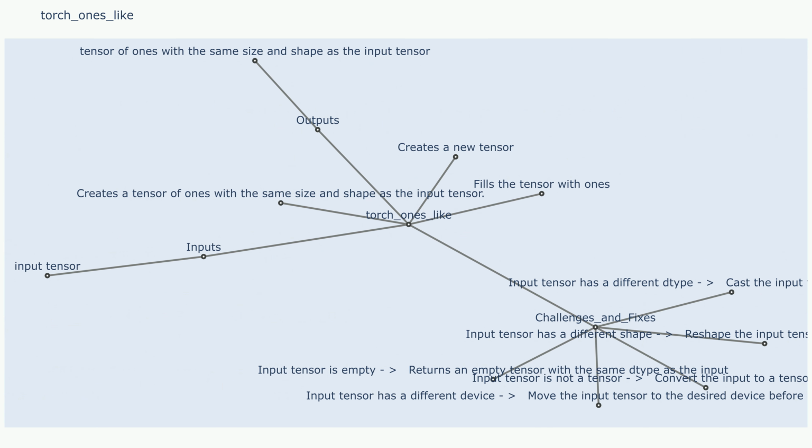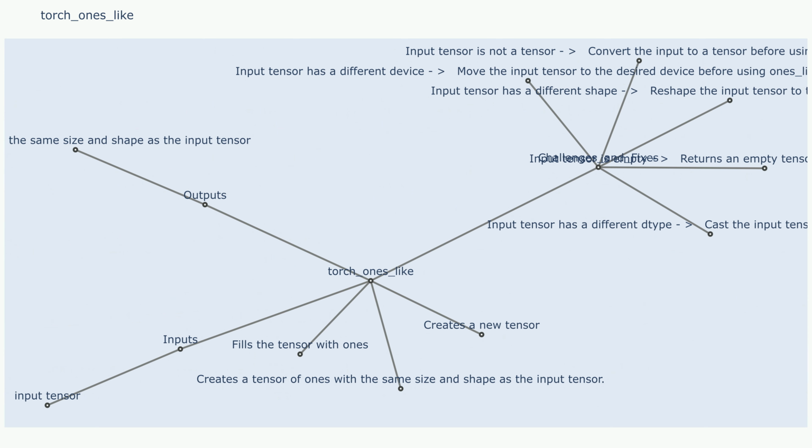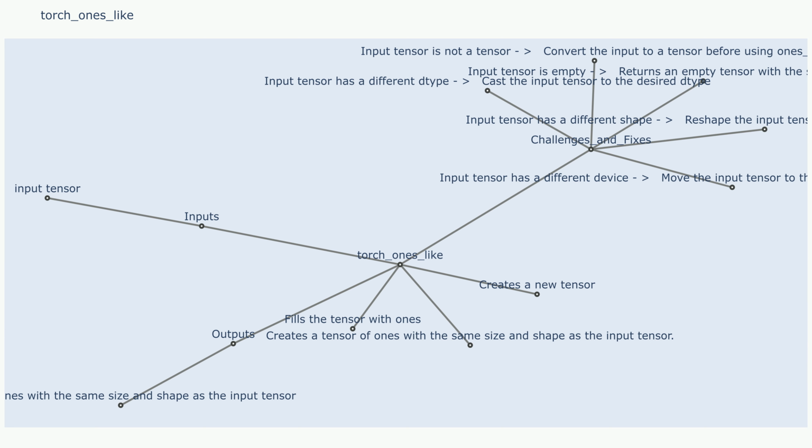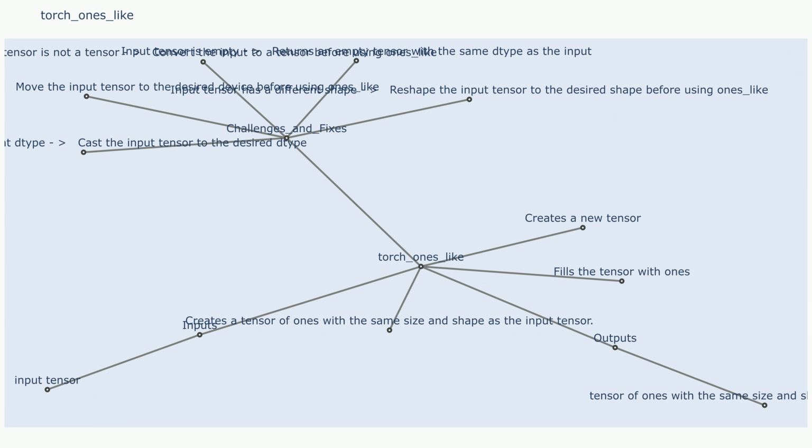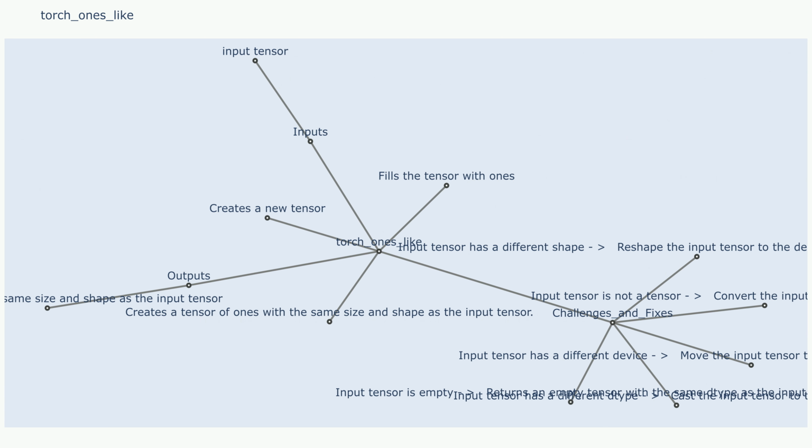Challenge 2. The input tensor's data type may not be supported by the function. Sample use case that resulted in challenge 2: using an input tensor with a data type that is not supported by the function, such as a complex data type. Fixes to challenge 2: check the documentation of the function to see which data types are supported. If the input tensor's data type is not supported, convert it to a supported data type before calling the function.